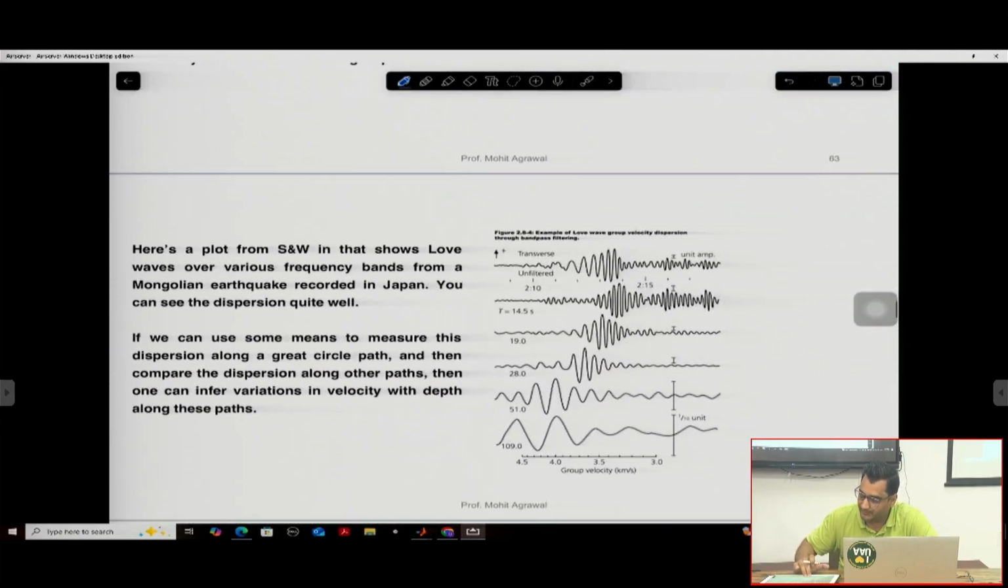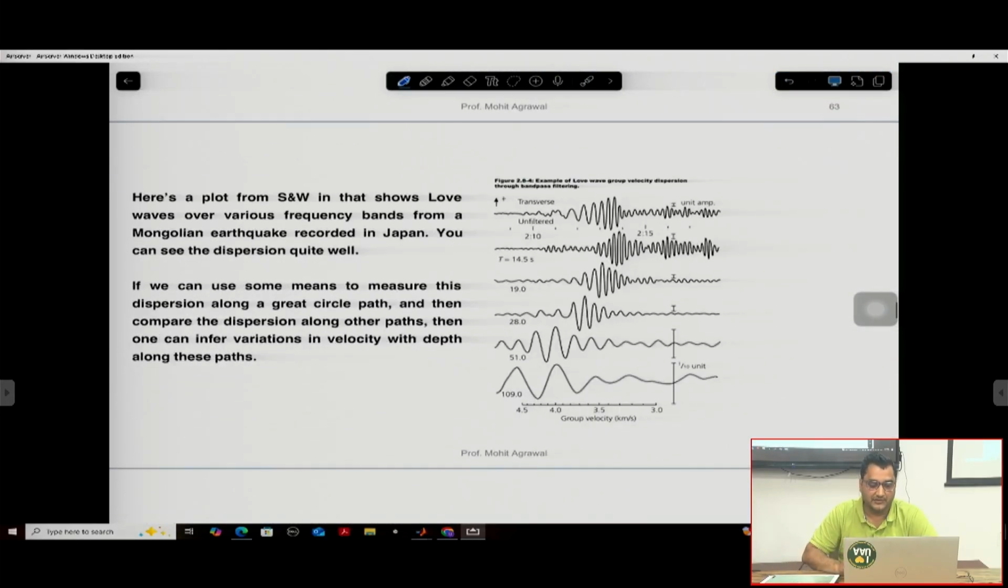Now if we move on, look at this particular example. This is a Mongolian earthquake recorded in Japan, and you can see that the first seismogram is unfiltered. Okay, and then you have the seismogram filtered for a period of 14.5 seconds. Thereafter you have the seismogram filtered for a period of 19 seconds.